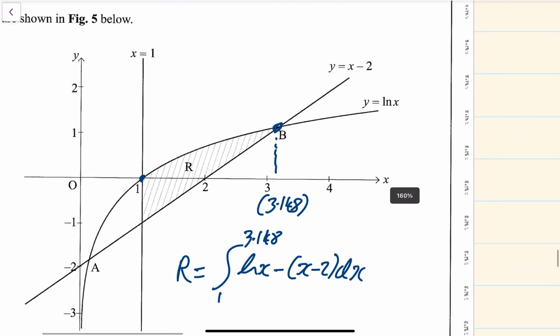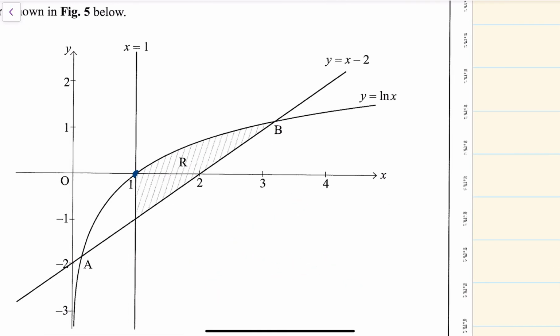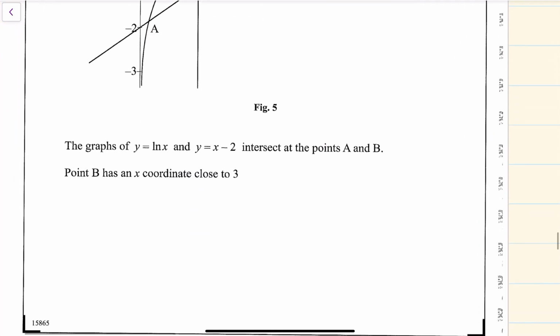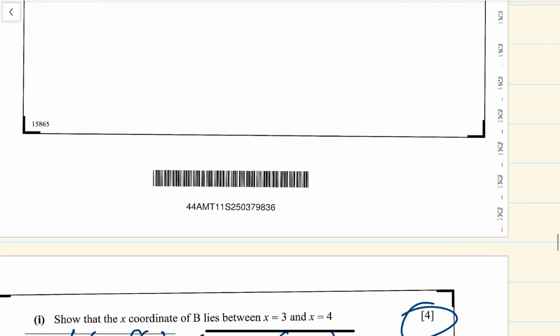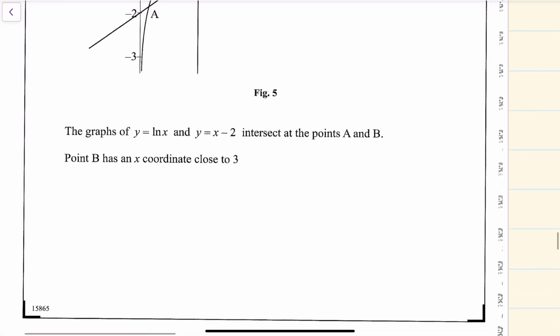Okay, last question. Okay, right. We've got a graph of ln x, y is equal to x minus 2, and x equals 1 is shown. And you've got to, first of all, show that the x coordinate b lies between 3 and 4.